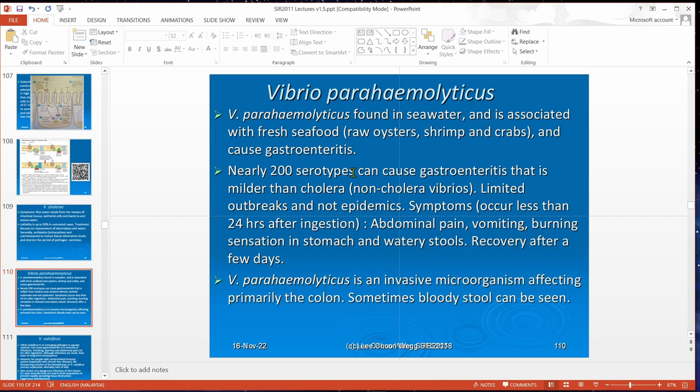So Vibrio parahaemolyticus causes gastroenteritis. So abdominal pain, vomiting.